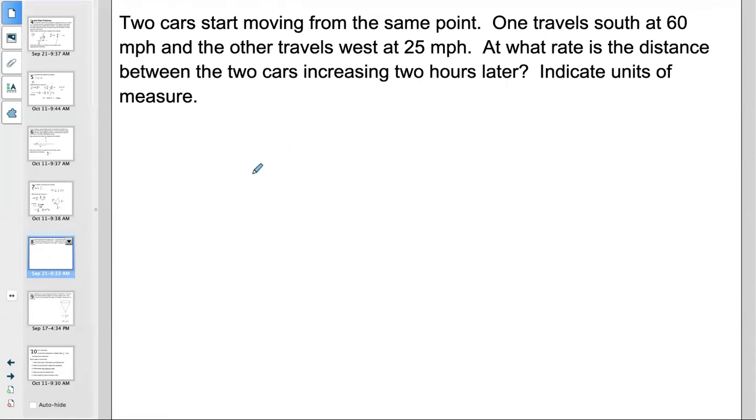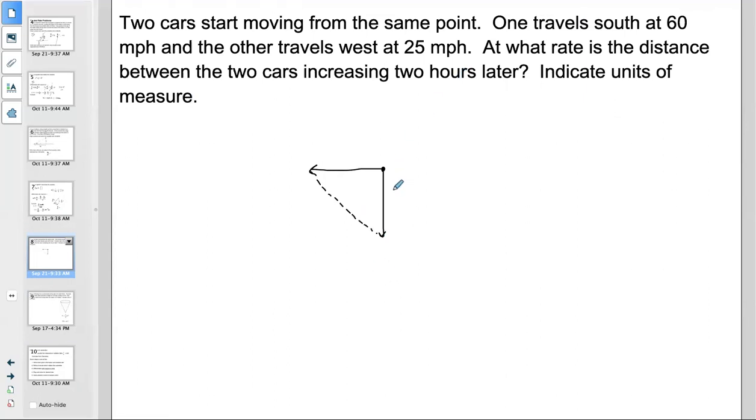So 2 cars start moving from the same point. One goes south, one goes west. So I'll put the point here. One goes south at 60 miles per hour, and one goes west at 25 miles per hour. At what rate is the distance between the 2 cars increasing 2 hours later?